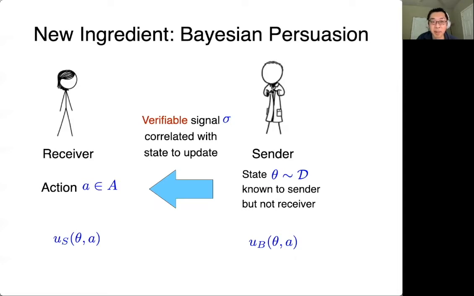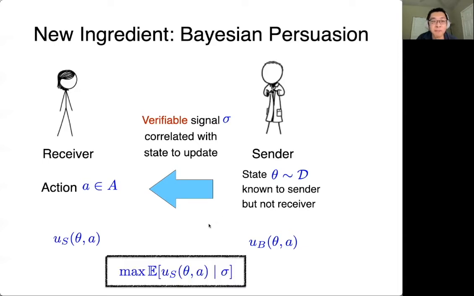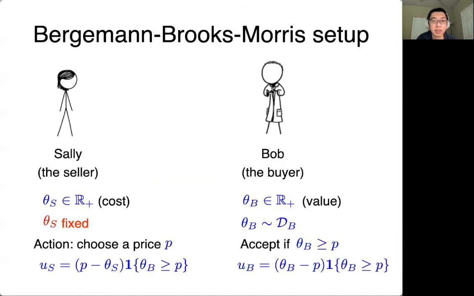So in the Bayesian persuasion model, the sender can choose to send some verifiable signal sigma correlated with the state to update the receiver's perception of the state of the world. And then upon receiving the signal, the receiver can choose her action to maximize her expected utility conditioned on receiving the signal sigma. And there's a famous special case of the Bayesian persuasion setting introduced by Bergemann-Brooks-Morris. And this setup is for selling an item.